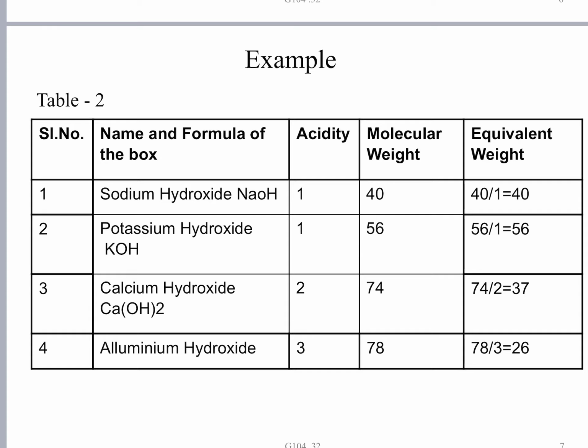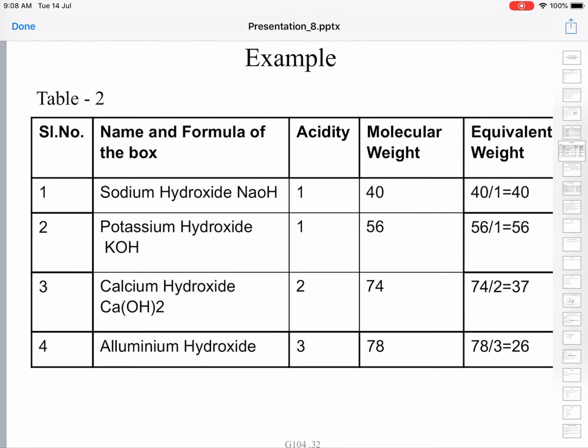It means that 26 grams of aluminum hydroxide can react with 1 gram of hydrogen, or 8 grams of oxygen, or 35.5 grams of chlorine. Okay, 35.5 grams of chlorine will react with 26 grams of aluminum hydroxide. For the others also, you can explain it in the same way. That sums up the example of the equivalent weight of a base.